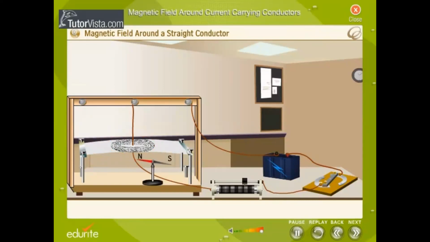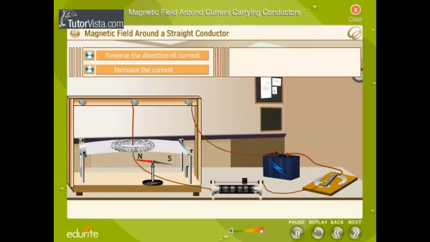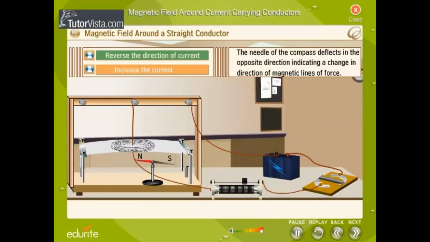Place a small magnetic needle in the vicinity of the wire. The direction in which the north pole of the needle points indicates the direction of the magnetic field at that point. Observe the magnetic field pattern when the direction of the current is reversed, and also when the strength of the current is increased. The direction of flow of current is changed by rotating the arm of the key. The needle of the compass deflects in the opposite direction, indicating a change in direction of magnetic lines of force.